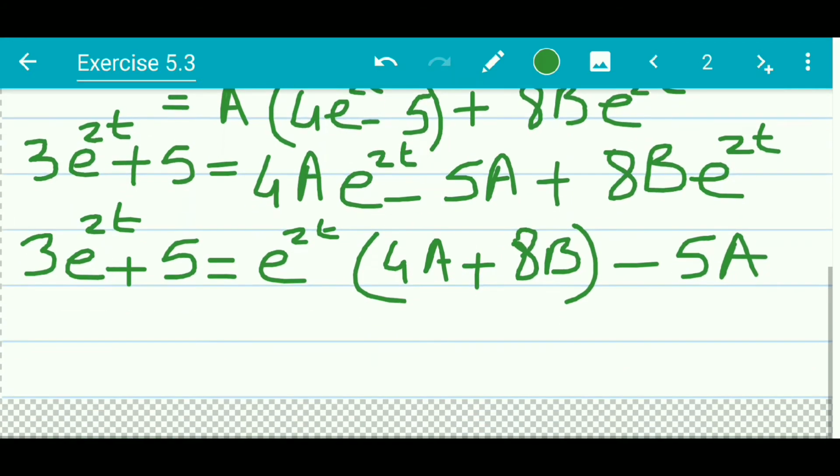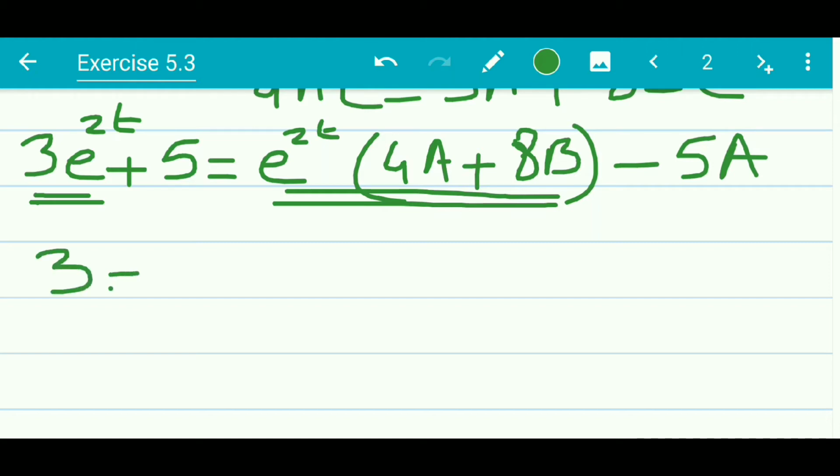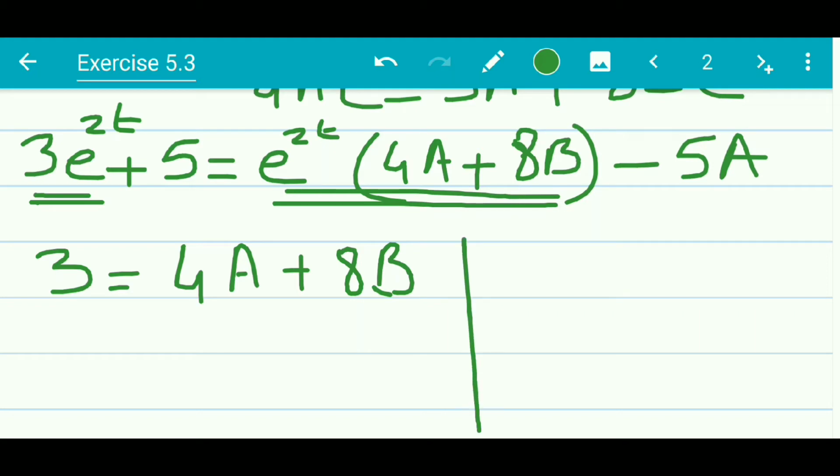Then comparing the LHS and the RHS, we take those terms which contain e^(2t) and equate them on both sides. Cancelling that e^(2t), we get 3 is equal to 4a plus 8b. And what about the other term? 5 is equal to minus 5a. These are the constant terms on both sides. So 5 is equal to minus 5a, that is a is equal to minus 1. From this we get the value of a: a becomes minus 1.